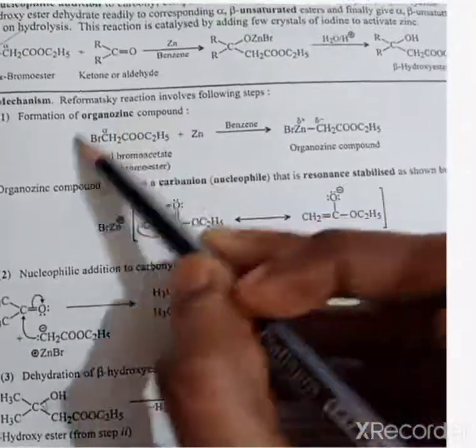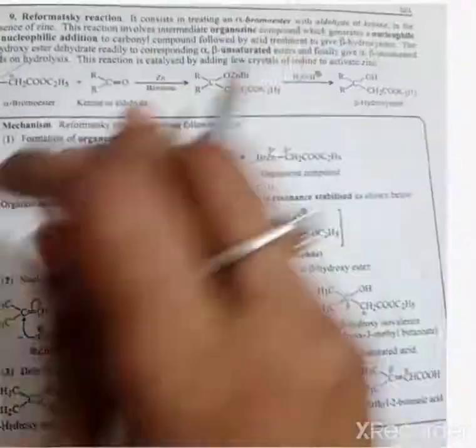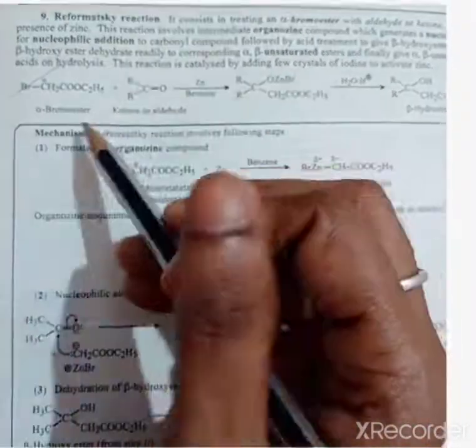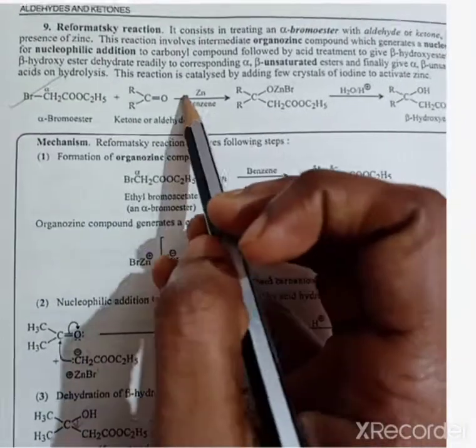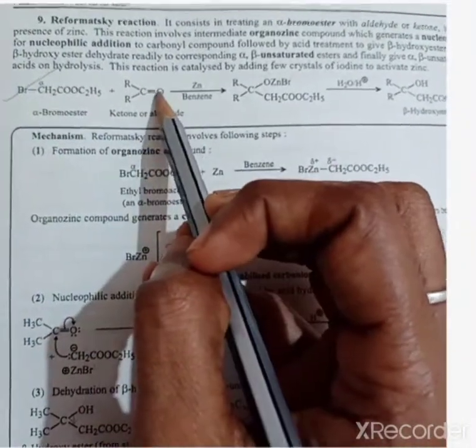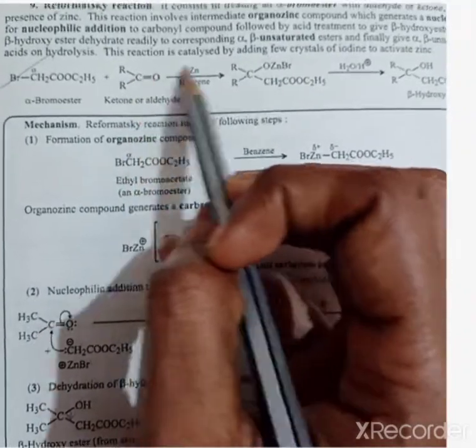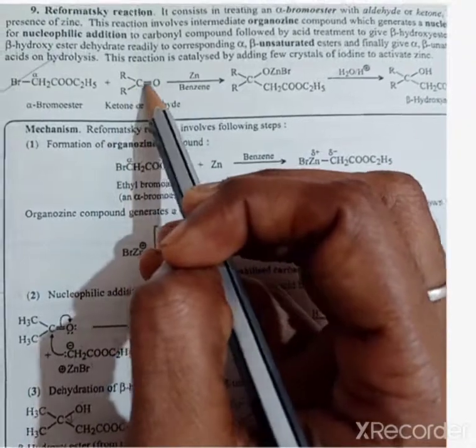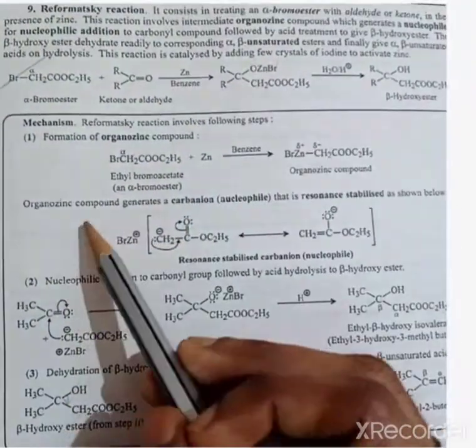Next, the other mechanism. You can write it like this or otherwise. Here the alpha bromoester reacts with a ketone or aldehyde in the presence of zinc and benzene. Only the double bond O is removed in this reaction, so this double bond O becomes a single bond. The plus group and minus group directly attack in this reaction. So this is the mechanism.